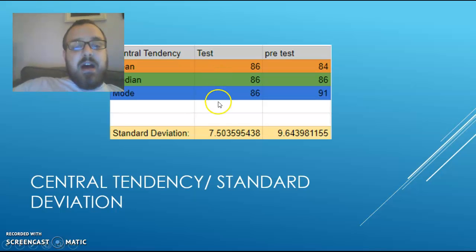And then the mode I always think is not as useful unless a whole bunch of kids got 100%. Maybe there's something weird going on, but that was not the case here. And then the standard deviation, obviously, I think is something that's really important to look at.